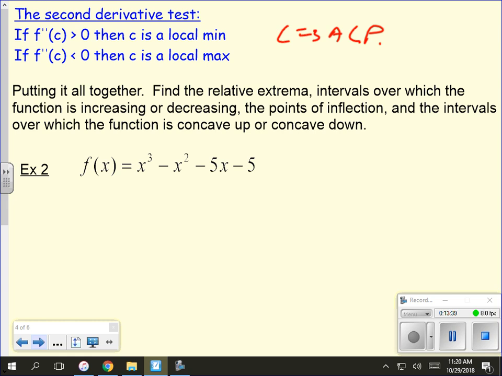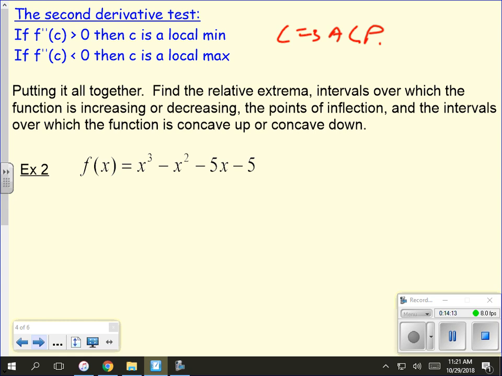You find a critical point, take that critical point, put it into the second derivative. If the second derivative is greater than 0, you have a local minimum, because if the second derivative is positive, it's concave up, which means it's looping up, and your critical point is part of the concave up curve. Therefore, it's a local minimum. If you take the critical point, put it in the second derivative, and you get negative, then you have your local maximum.